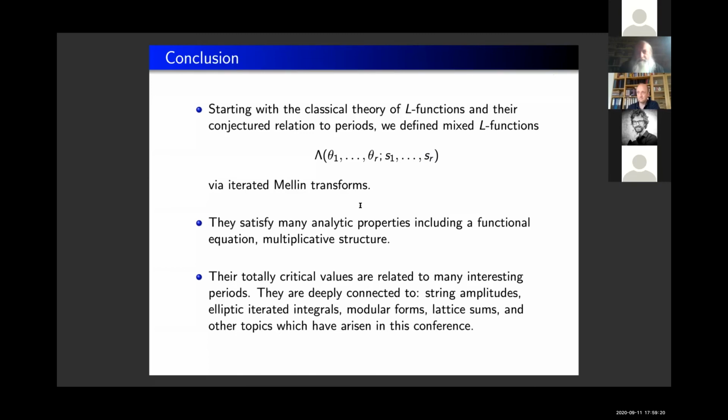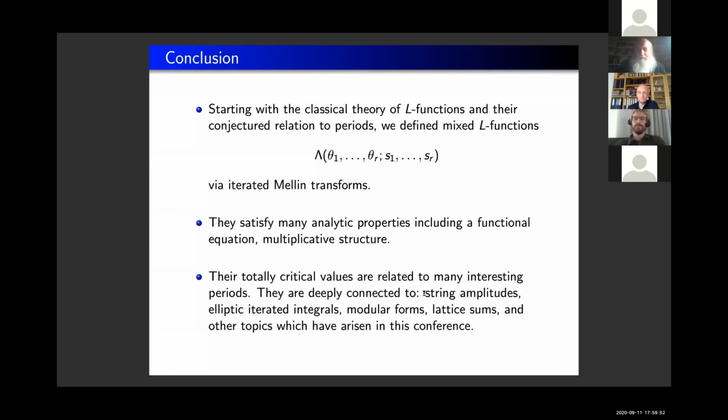If you take motives of rank 4 or higher rank, I have no idea whether, for r bigger than 1, this is the right object or not. That's why I'm very cautious. But I think this is a first step in the right direction, because as we've seen, these functions satisfy many nice properties. And in the case where the underlying L functions are rank 1 or rank 2, their totally critical values are connected to many very interesting periods.